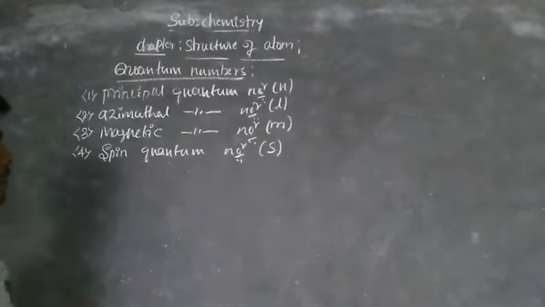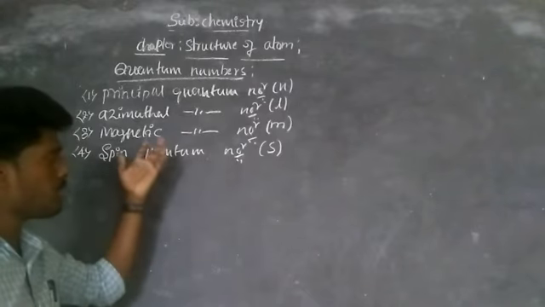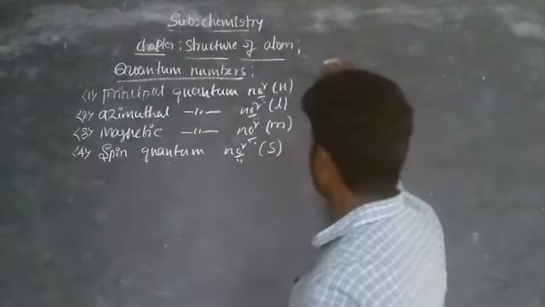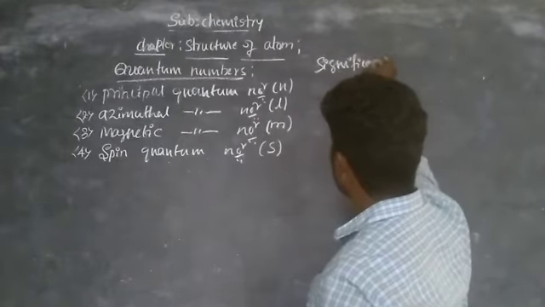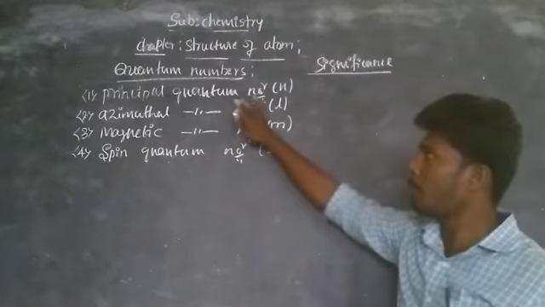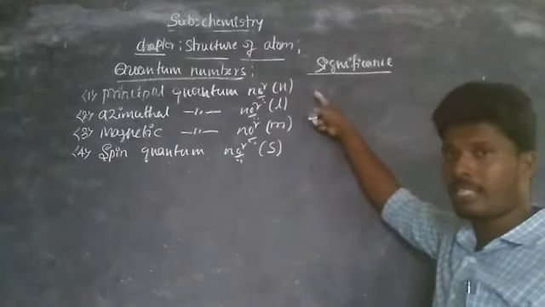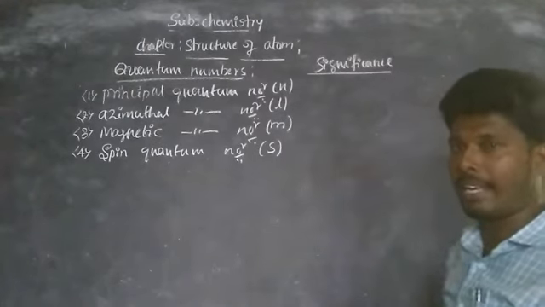Now, what is the significance of these quantum numbers? It means, what is the need to study these quantum numbers? To know that, we have to study the significance. Significance of quantum numbers: the first quantum number is the principal quantum number indicated by small n. It signifies the size of an orbital or main energy of an electron.